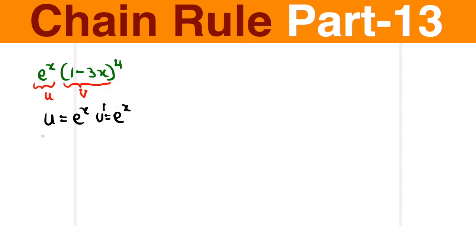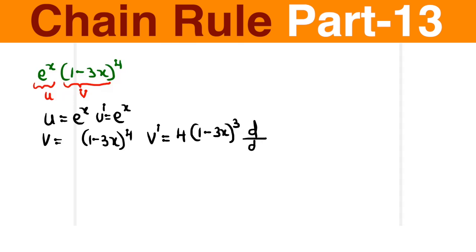Now let us calculate the v's, which is (1 minus 3x) the whole power 4. So v dash is going to be, here is where I apply the chain rule. Treat 1 minus 3x as t. So this looks like t power 4. So on differentiation, it is 4 into t cube. So replace the t with (1 minus 3x) the whole power 3 followed by differentiation of 1 minus 3x.